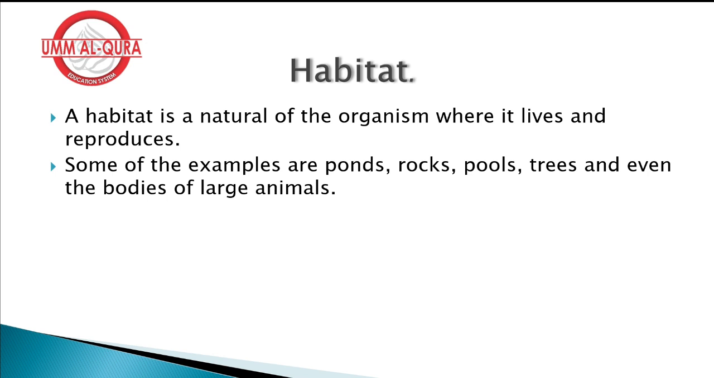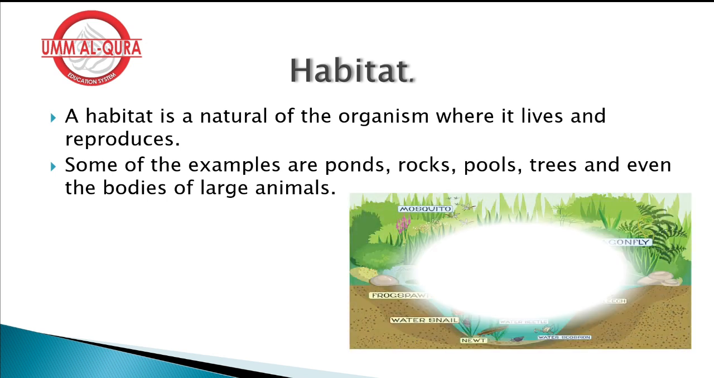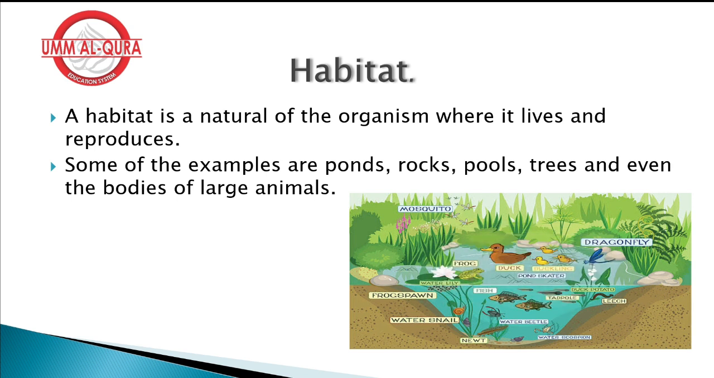Some examples of habitat are ponds, rock pools, trees, and even the bodies of large animals where tiny insects or microscopic animals live. A wide variety of living organisms is found in a habitat. The freshwater pond, as you can see in the picture, has many living things, plants and animals.